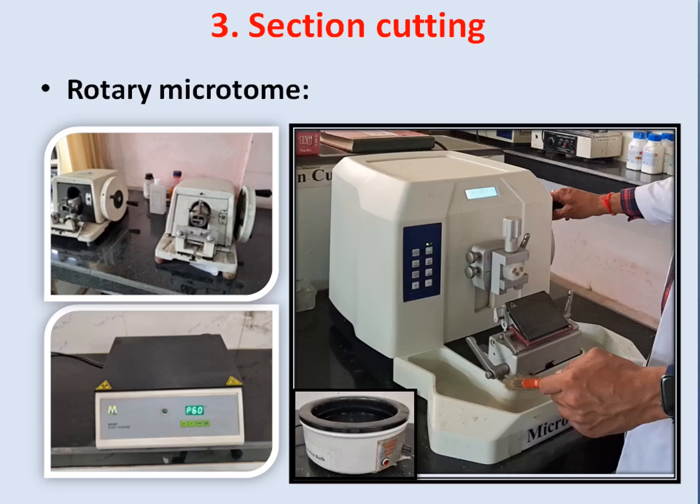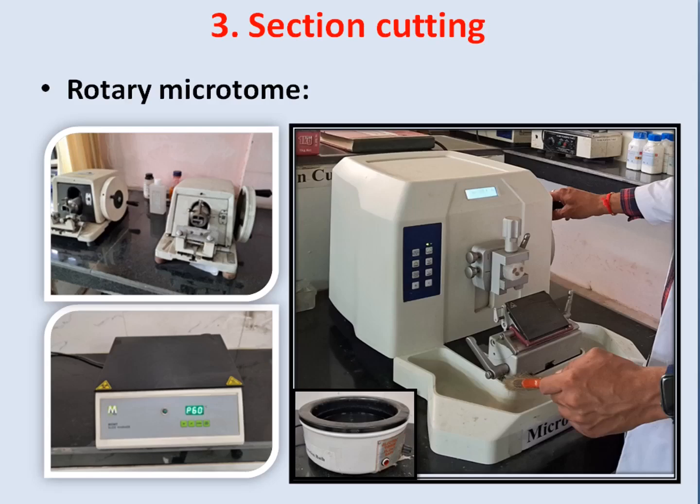So this is the manual rotatory microtome, which is a conventional microtome. It is very cheap. It will cost around 30 to 40,000. But if you go for the semi-automatic and automatic machine, it will cost around 7 to 10 lakhs.